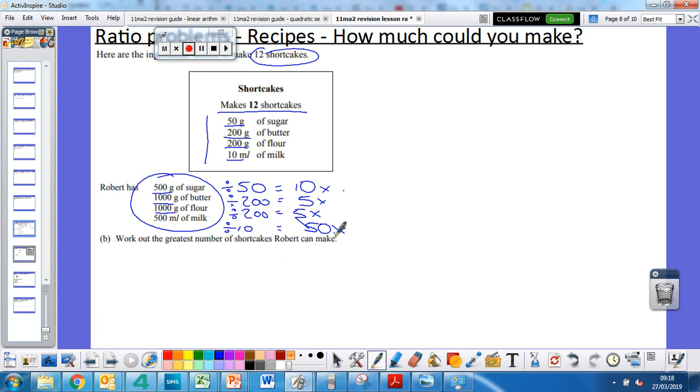What you have to look for here is what's the limit, what's holding him back. He is held back and limited by the fact that he only has enough butter and flour to make the recipe 5 times over. So he can only make 5 lots of the recipe. The answer's not 5, is it? It asked us the greatest number of shortcakes he can make. So 5 lots of the recipe that we know makes 12.